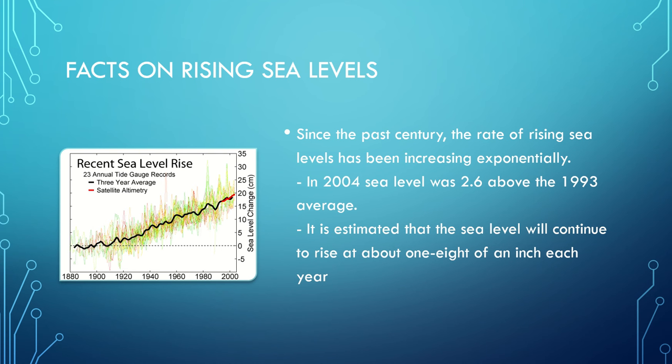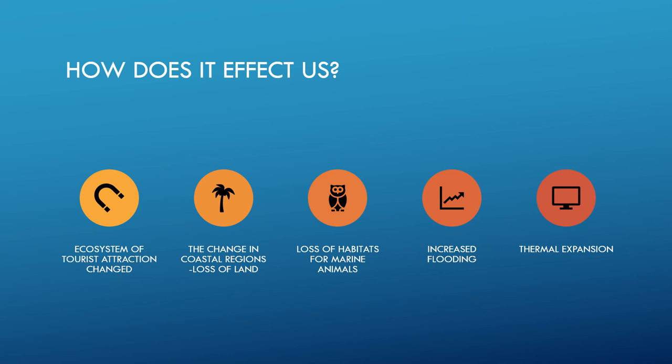So looking here, I've included some facts on sea level rise. Throughout the past century, we have seen the rise of sea level increase exponentially. In a recent poll in 2004, sea level was 2.6 inches above the 1993 average. And looking at the graph to the left, from 1880 to 2000, we've seen this great change in sea level, a change of about 20 centimeters. And it is estimated that the sea level will continue to rise at about 1/8 of an inch each year. So how does this affect us?